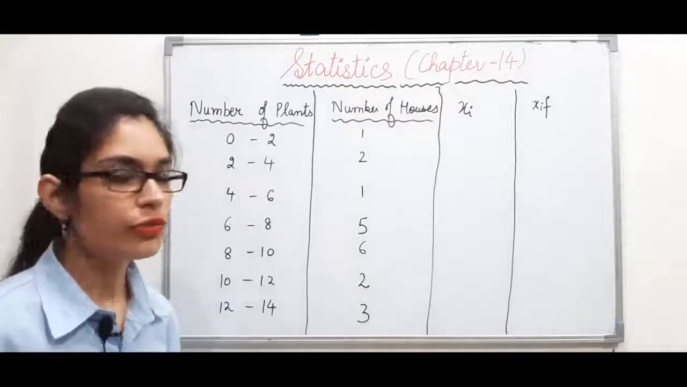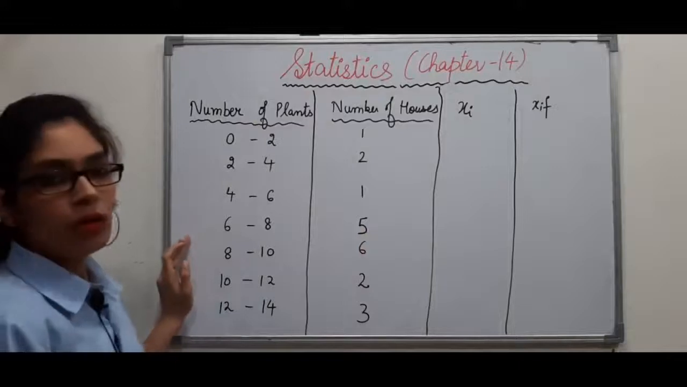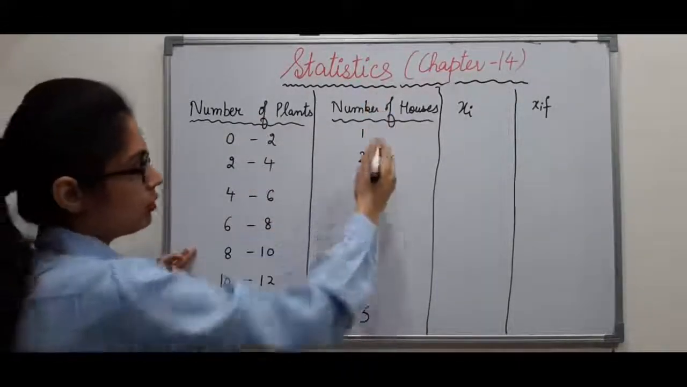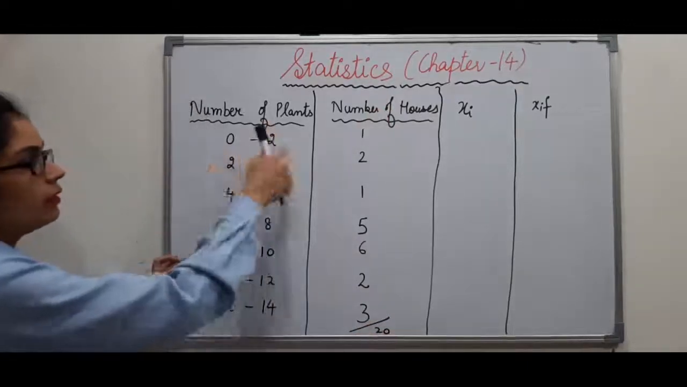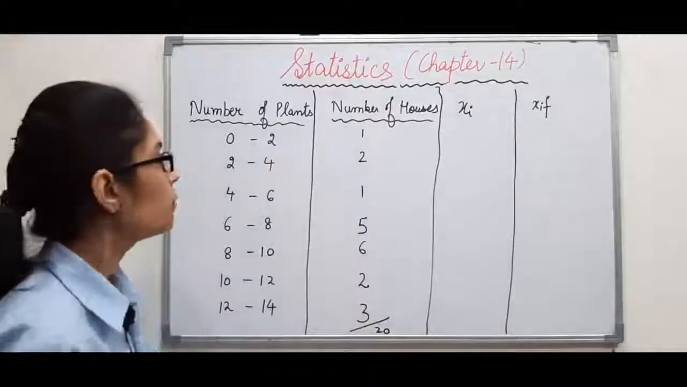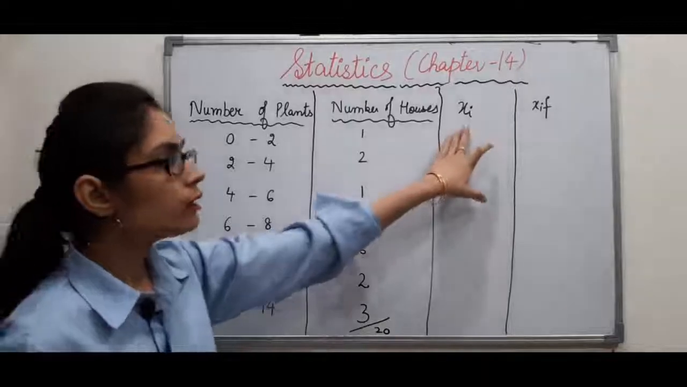In the first question, this data is given to you: the number of plants for 20 houses. So this is 20. These are the class intervals. We have to find the mean of the given data. In order to find mean, first of all we have to find the class mark.